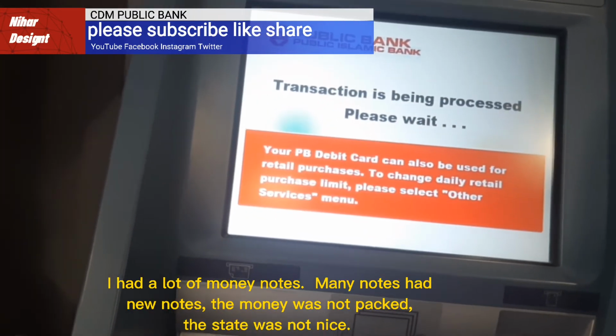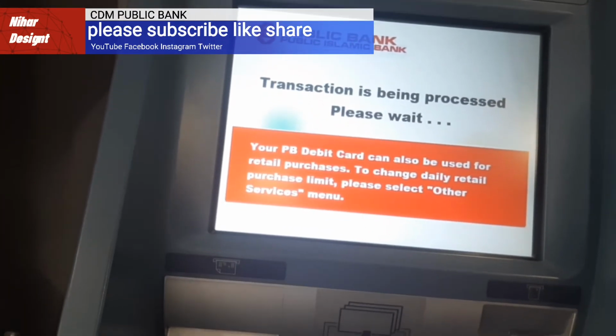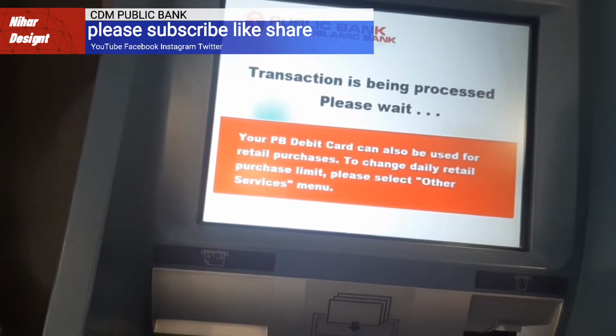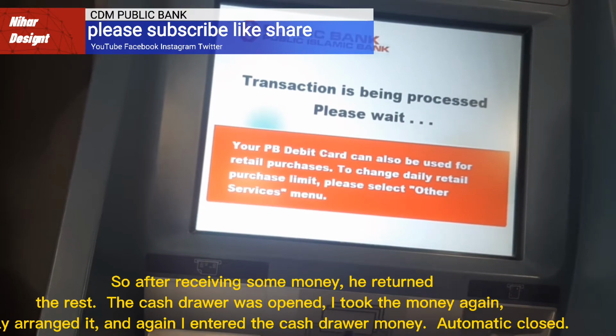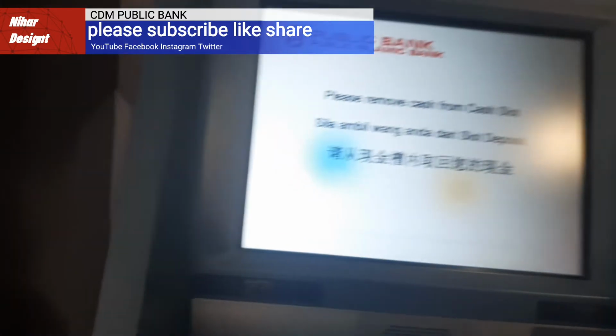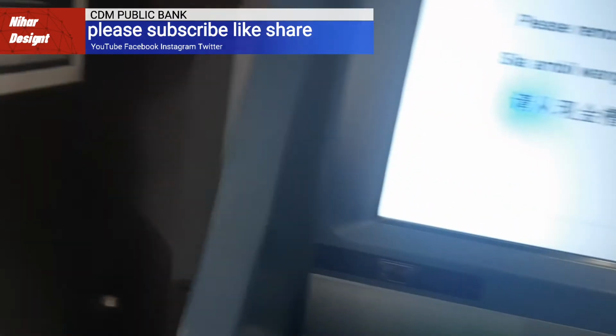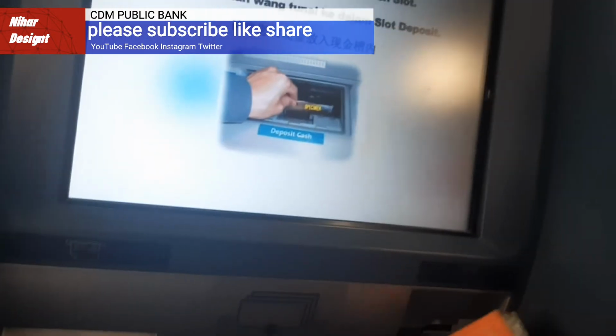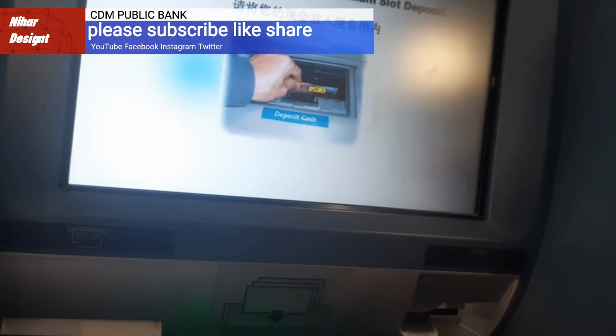I had a lot of money notes. Many were new notes. The money was not packed, and the state was not nice. So after receiving some of the money, it returned the rest. The cash drawer was opened. I took the money again, neatly arranged it, and again put it into the cash drawer. It closed automatically.